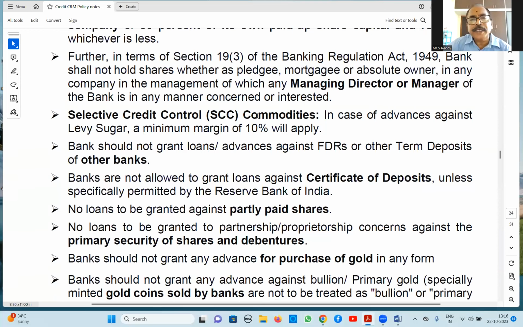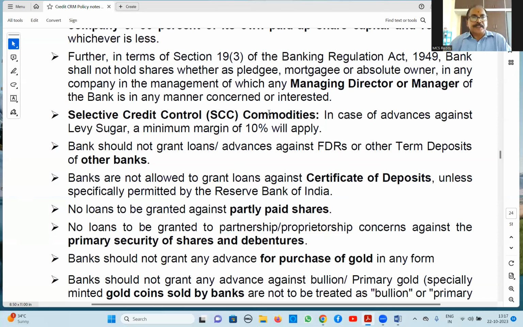Next, selective credit control commodities. SEC commodities means essential commodities like rice, wheat, sugar, oils, cotton. Against essential commodities, don't sanction liberally. There are certain guidelines. These are called selective credit control commodities. At present, only levy sugar is there; the remaining are all removed from the SEC list. Only levy sugar is there. There also we have to apply a minimum margin of 10%.